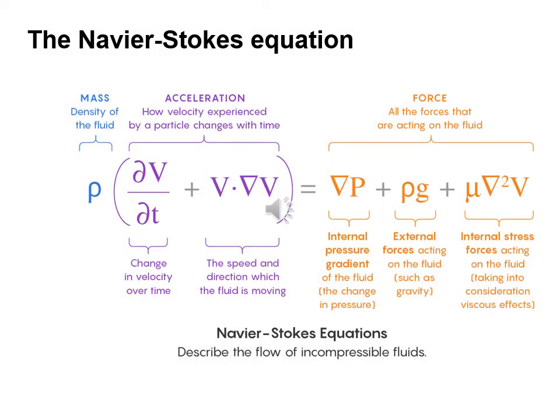Here you can see the Navier-Stokes equation. This is used to describe the flow of incompressible fluids. On the left-hand side, we have the mass, the density of the fluid, and the acceleration, how the velocity experienced by a particle changes with time, which includes the change in velocity over time, the speed and the direction in which the fluid is moving. On the right-hand side, that equates to the force, all the forces that are acting on the fluid, which includes the internal pressure gradient, the external forces, and the internal stress forces.